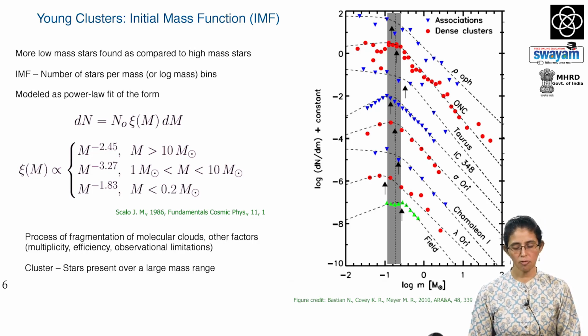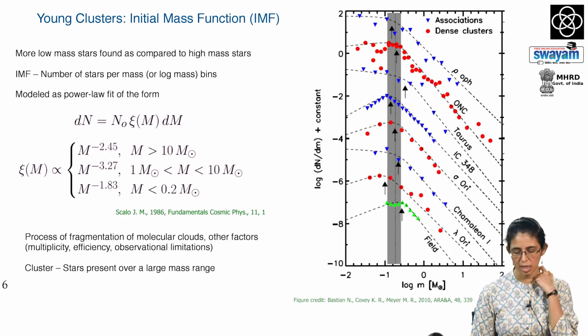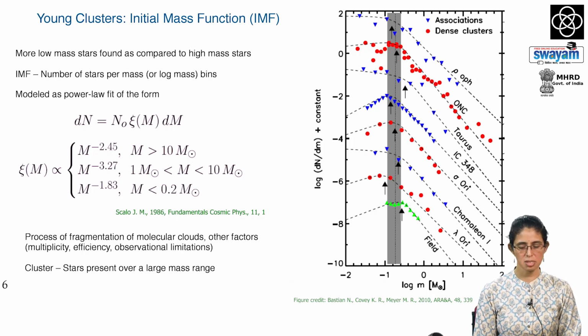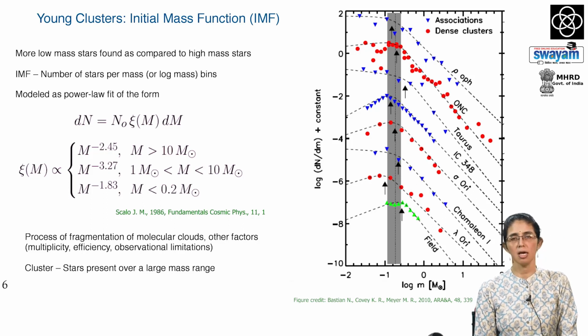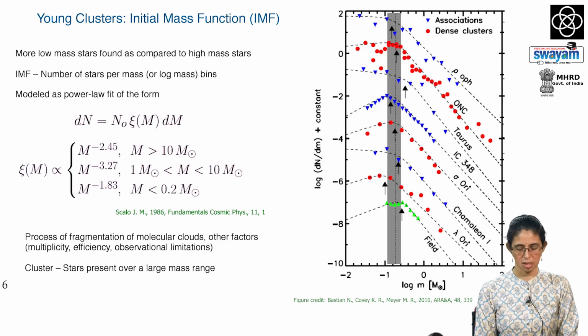The Scalo form of the power law shows that a single power law is not sufficient to explain the distribution of masses, and therefore for different mass ranges different power laws were used, but in all the cases the slope is found to be negative. For stars with masses greater than 10 solar masses, the power law goes as m to the power minus 2.45. Between 1 and 10 solar masses, the initial mass function goes as m to the power minus 3.27, and for lower mass stars, less than 0.2, it was found to be minus 1.83.